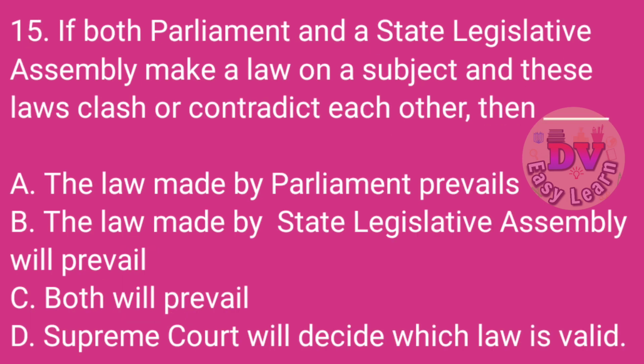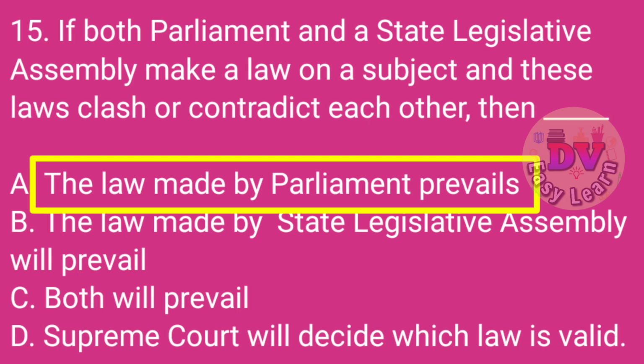Question number 15. If both Parliament and a state legislative assembly make a law on a subject and these laws clash or contradict each other, then. Correct answer, the law made by Parliament prevails.